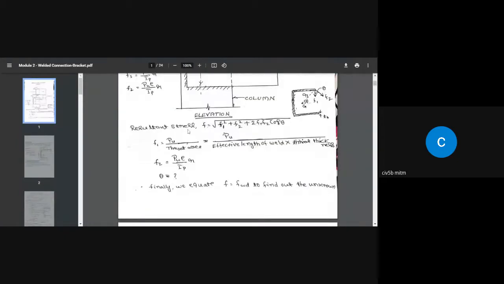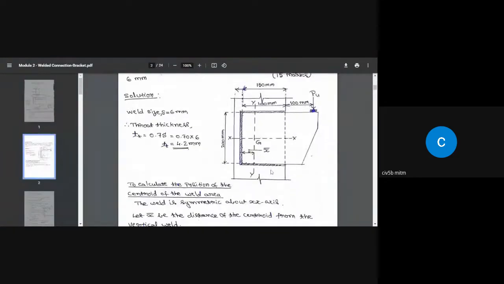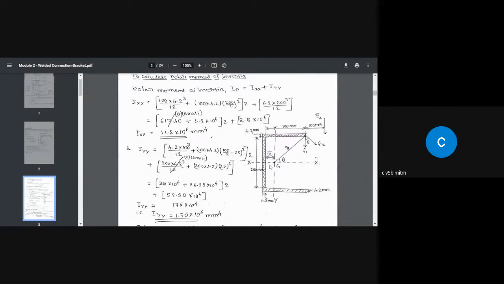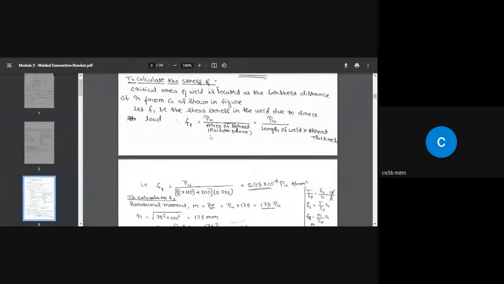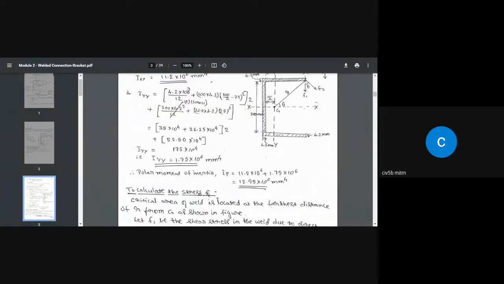If you remember this formula I gave you in the beginning: find out F1, find out F2, and find out theta. Then substitute all the values in this equation. So let us find out what F1 is. The critical area of the weld is located at the farthest distance R from G, as shown in the figure. I already explained that.